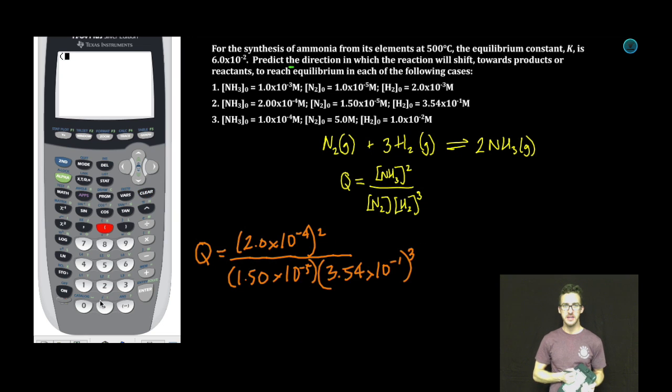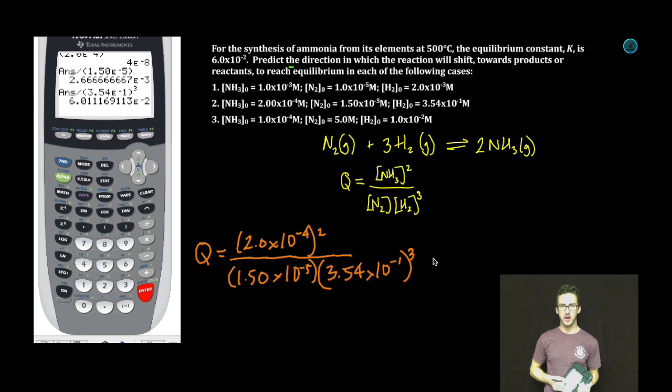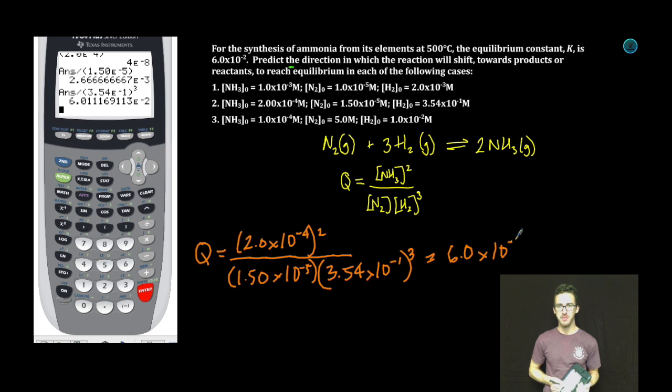Calculator time. Parentheses 2.0 second E, negative 4, close parentheses, squared, enter. Divided by new parentheses 1.50 second E, negative 5, close parentheses, enter. Divided by new parentheses 3.54 second E, negative 1, close parentheses, cubed, enter. Answer to 2 sig figs here is going to be 6.0 times 10 to the minus 2.